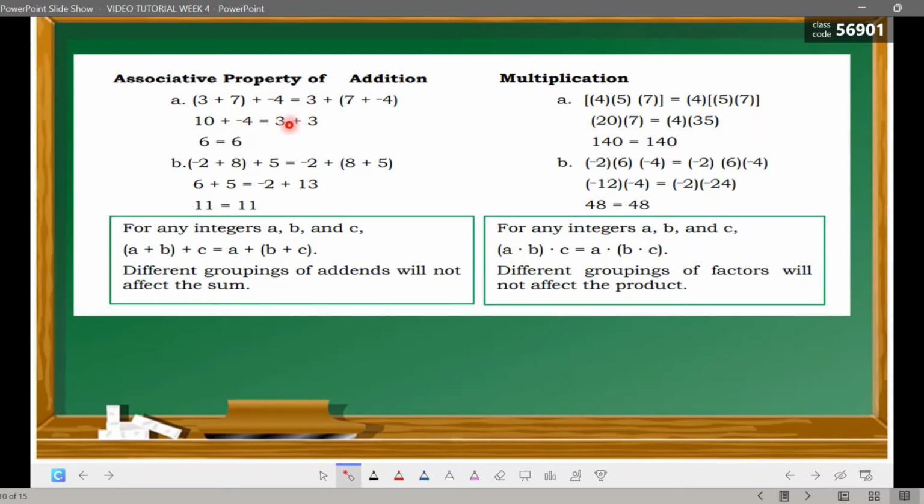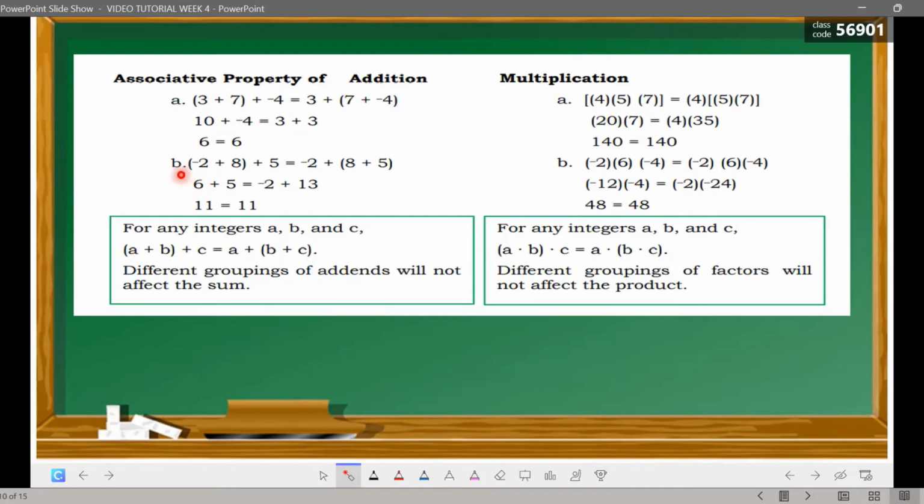Then equals 3, copy yung 3, plus, sasagutan na natin kung 7 plus negative 4 is positive 3. Okay? Then 10 plus negative 4 is positive 6. Then 3 plus 3 is equals to positive 6. So we have the same answer.